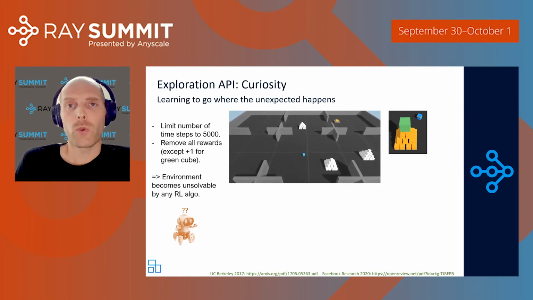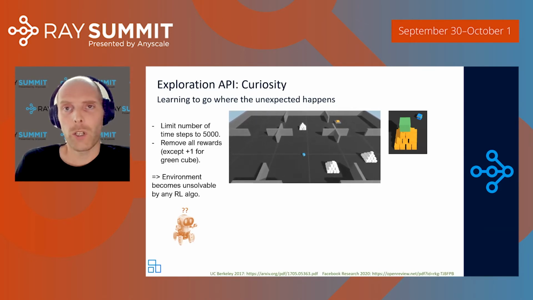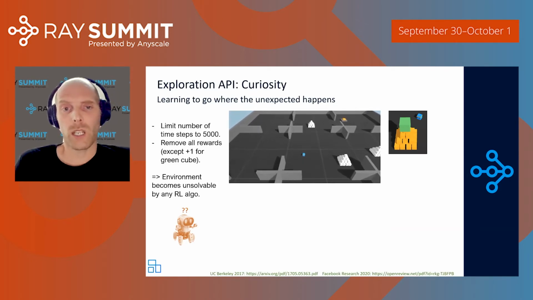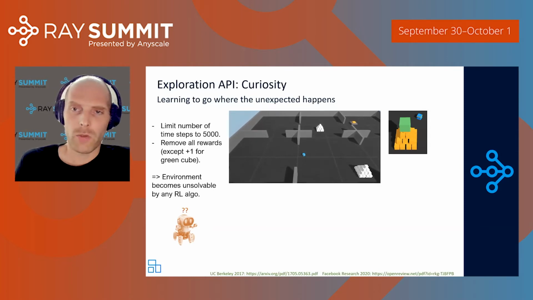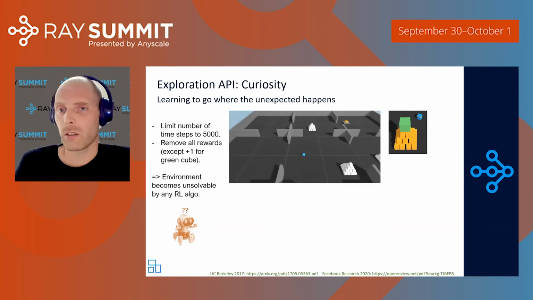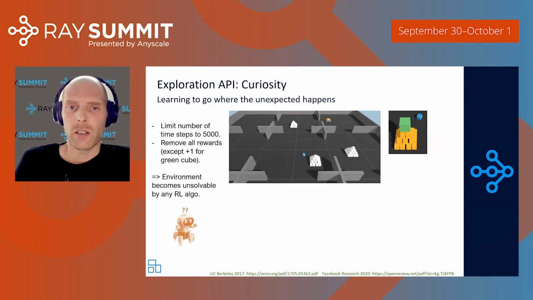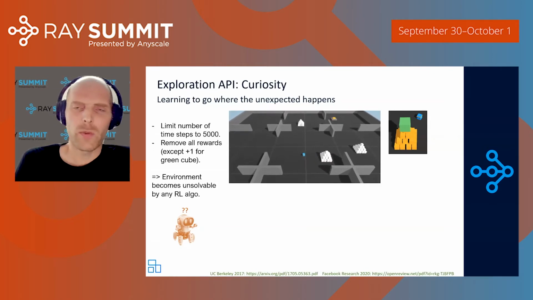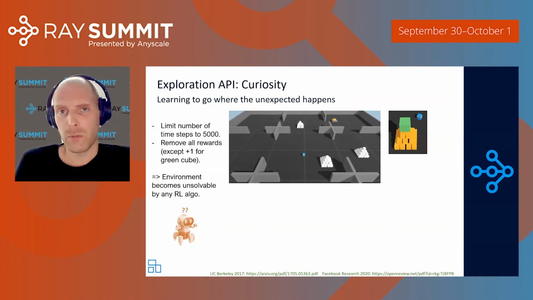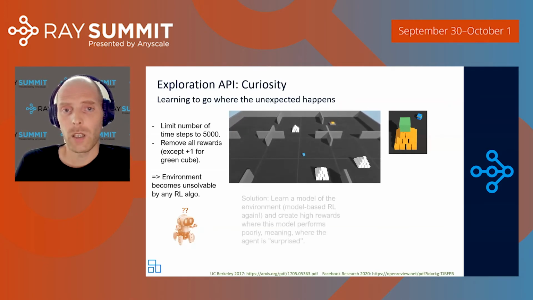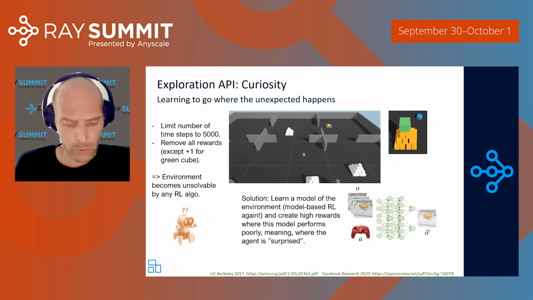Also, there are no rewards whatsoever. The environment always returns 0 as the reward at every time step, except for one time when you actually collect the green cube. That's the only reward you get, which is +1. This type of environment is completely unsolvable by any reinforcement learning algorithms, no matter how long you run it. So what's the solution? What do we do?